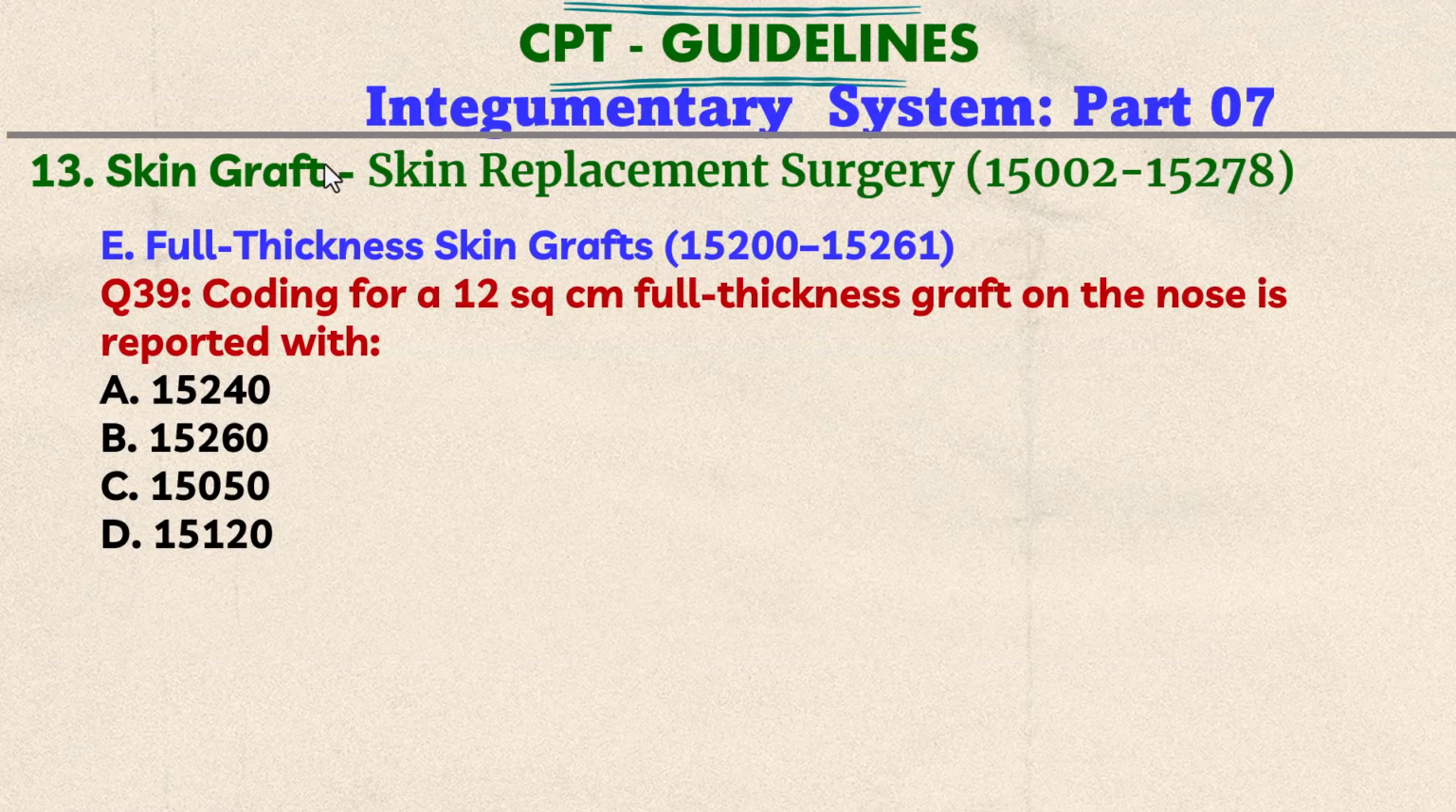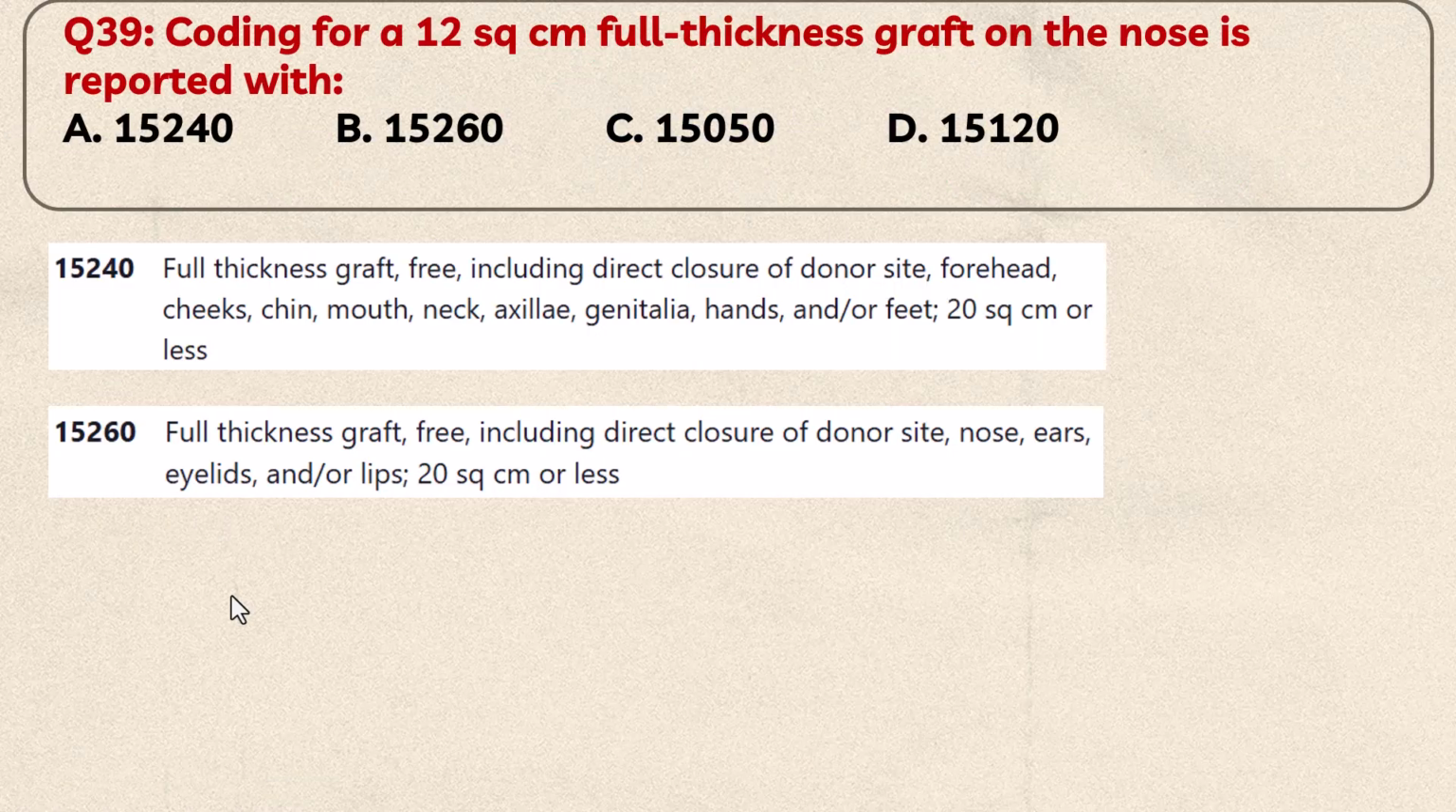Let's do another example. Coding for 12 square centimeter full thickness graft on the nose is reported with. So there are 4 answers available. So once you go to the code, 15,240 is full thickness graft free, including direct closure of donor site, forehead, cheeks, chin, mouth, neck, axilla, genitalia, hands or feet, 20 square centimeter or less. In our case, 12 square centimeter in the nose.